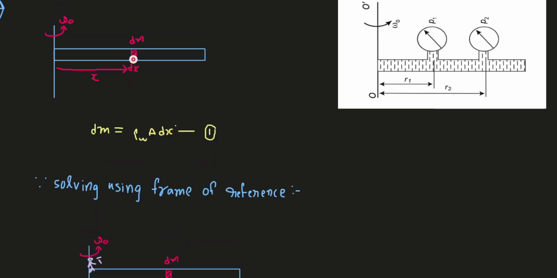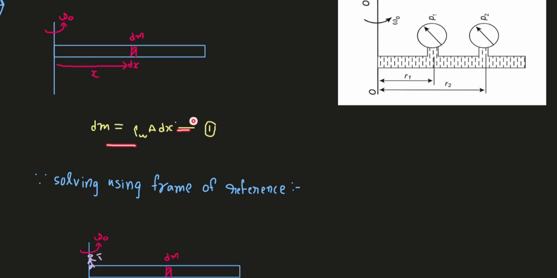For using the frame of reference, we consider a small element of infinitely small length dx and mass dm. So we all know we write dm equals rho w A dx. This is the standard equation, equation 1.